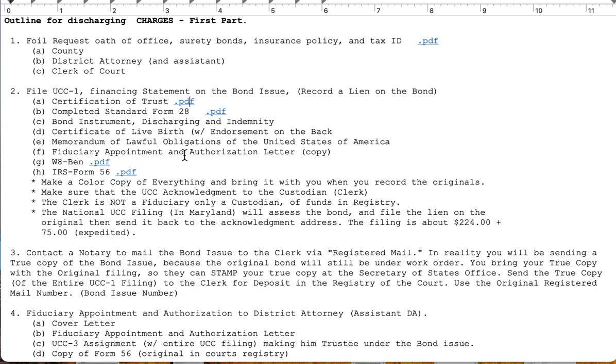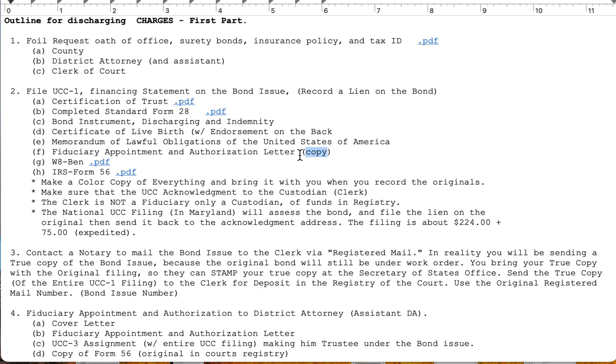And then we have the fiduciary appointment and authorization letter. I went over that in other videos. It's kind of standard. I'm going to go over it again. I'm going to have to make another video about this, but in that, it's going to spell out, it's going to give them the power, spell out what they're required to do, demonstrate that they have been appointed as the fiduciary. But anyway, that has to be in there.